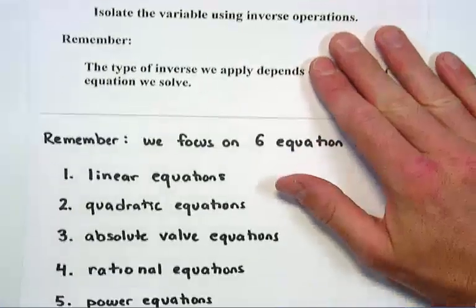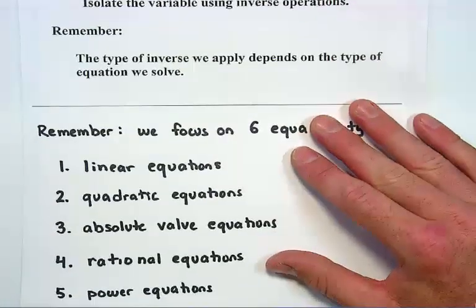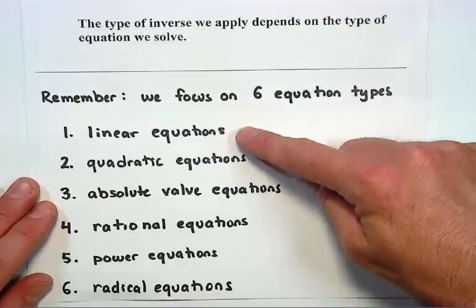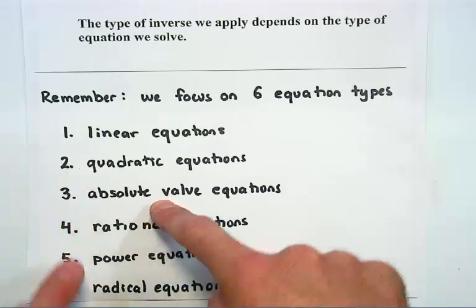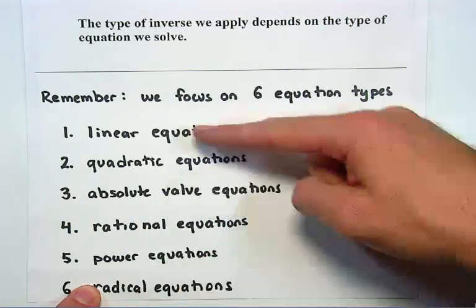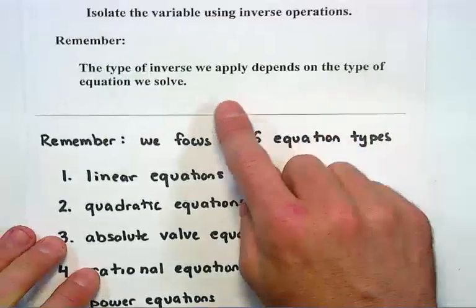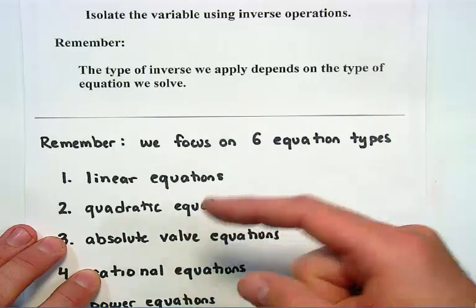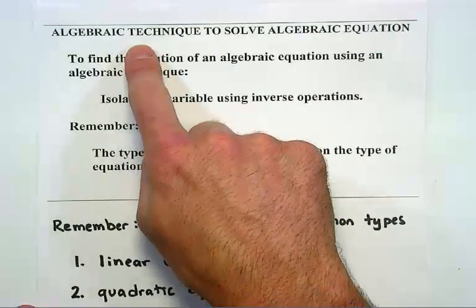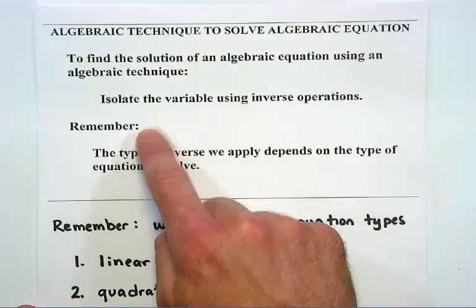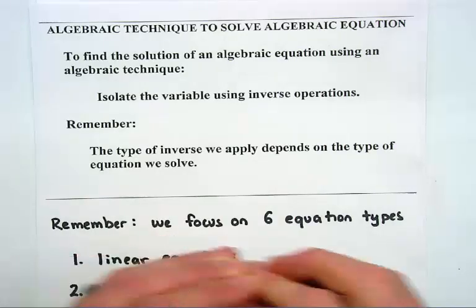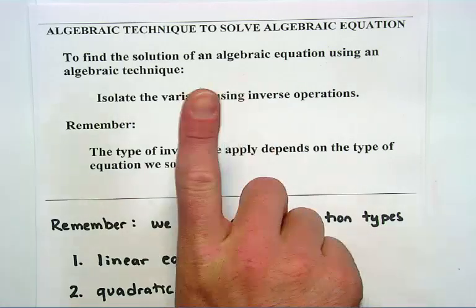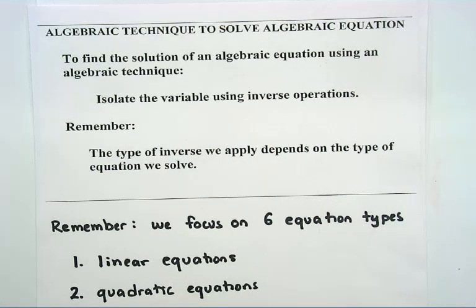If we remember from Lesson 1, we said that in this class we're going to focus on 6 equation types: linear, quadratic, absolute value, rational, power, radical. Each of these equation types is going to have a different inverse. And so we're going to have to study for each type which inverse we apply. Main idea though is algebraic techniques isolate the variable using inverse operations. Get the variable on one side, number on the other side, and the way that we do that is we undo all the operations. That's technique 1, dependent on equation type.